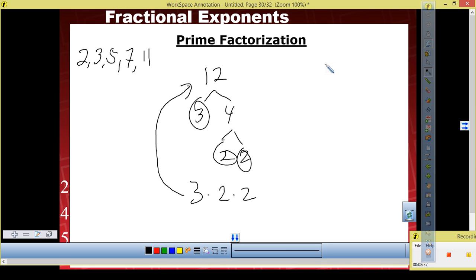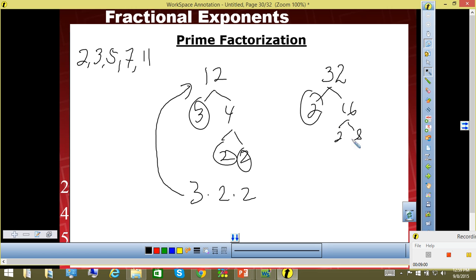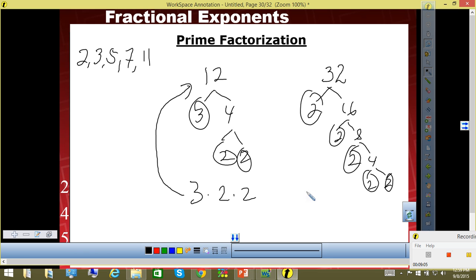So you practice. Find me the prime factorization of, somebody give me a number? 32. Find me the prime factorization of 32. Go. 30 seconds. Okay, let's see. 2 times 16, yes. 2 times 8. 2 times 4. 2 times 2. So my prime factors are 2 times 2 times 2 times 2 times 2. Yes? Because if you multiply them, it should give us 32.